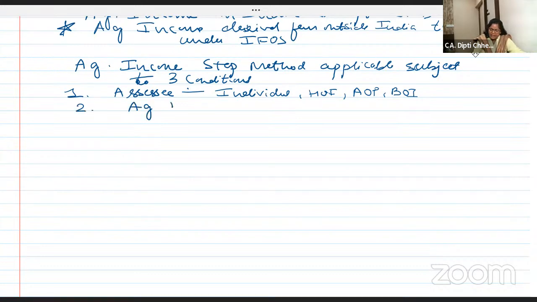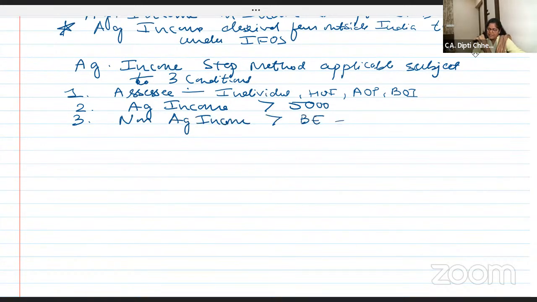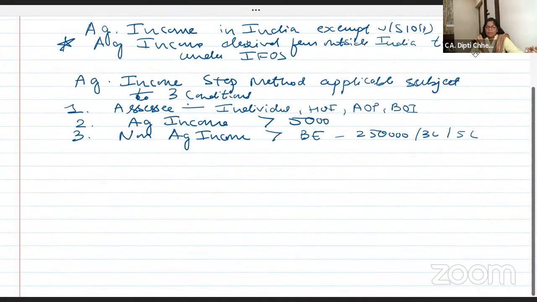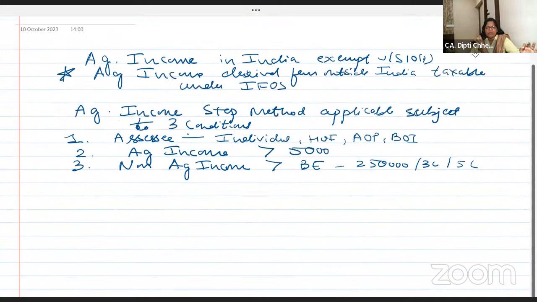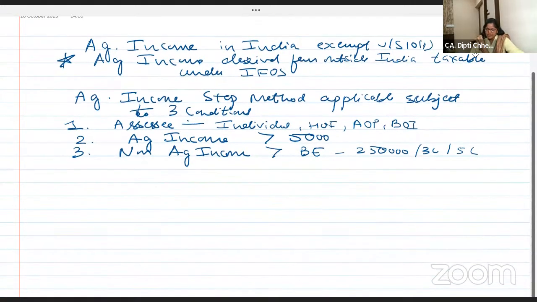Second, agricultural income should be above 5,000. Third, non-agricultural income should be above basic exemption. That is whatever, 2,50,000, 3 lakh or 5 lakh. Nice. Please write the notes so that you get 5 out of 5 marks here.